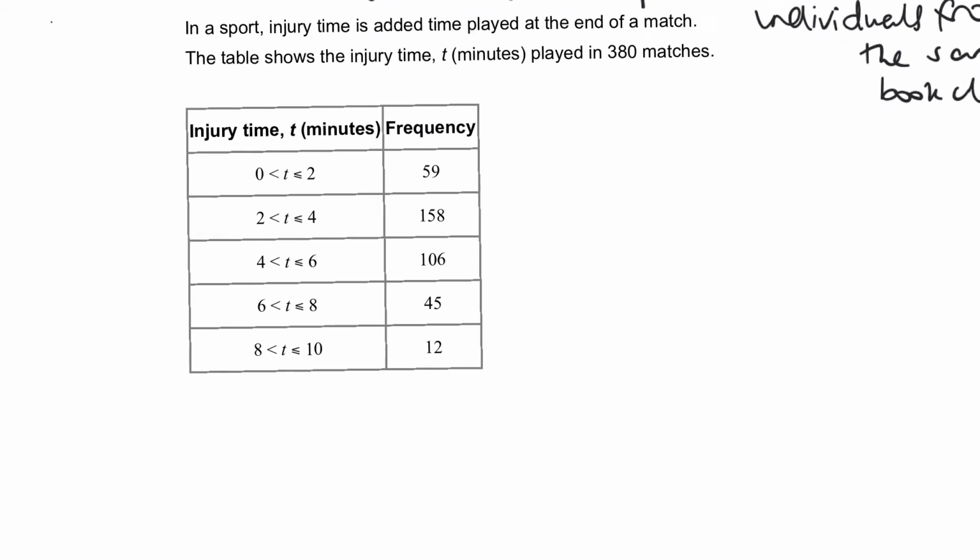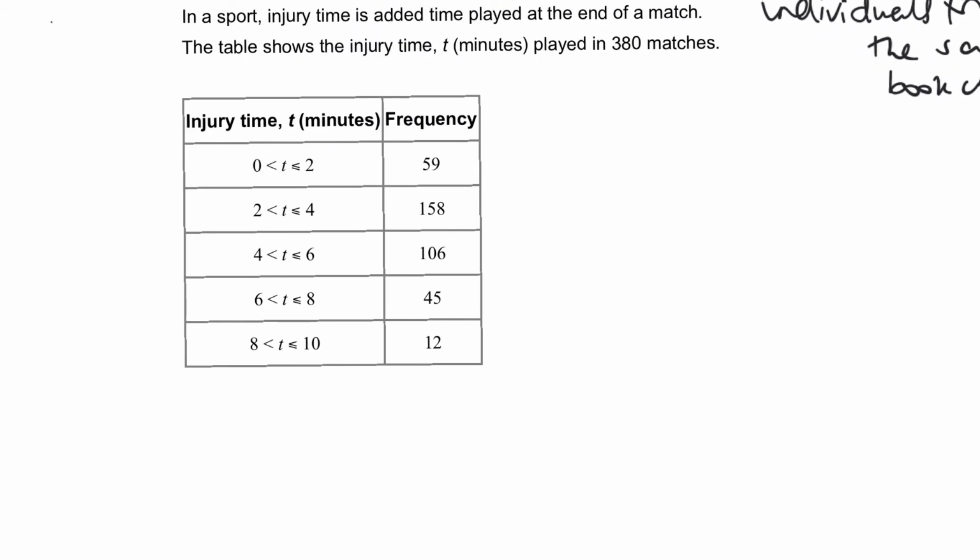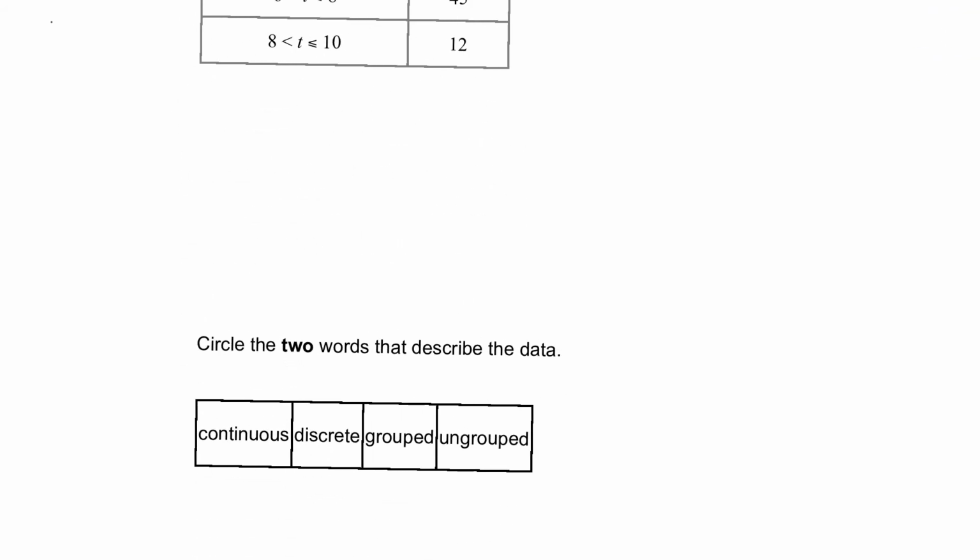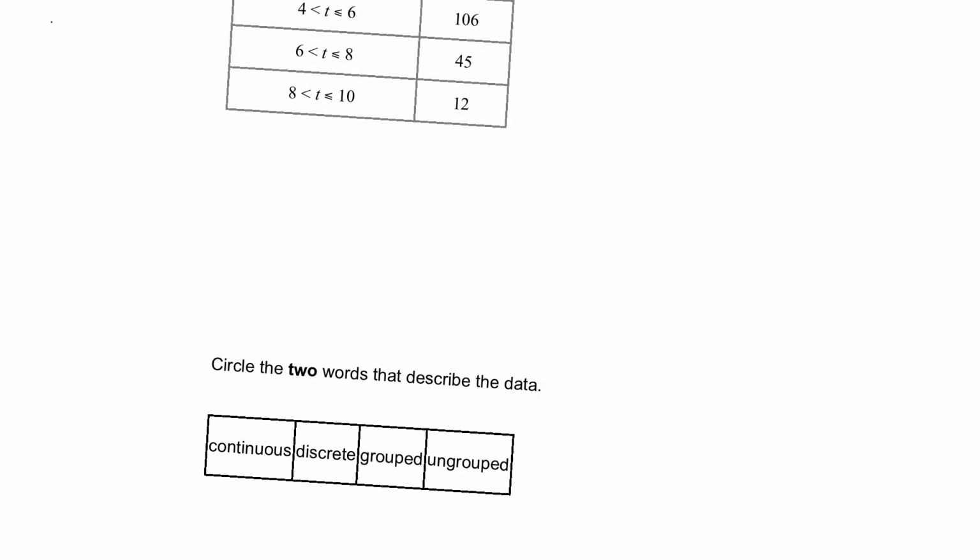Okay, so moving on, it says in a sport, injury time is added time played at the end of the match. So it says the table shows the injury time played in 380 matches. Okay, here's the table. Then it now wants to circle 2 words that describe this data. So let's have a look at this table.